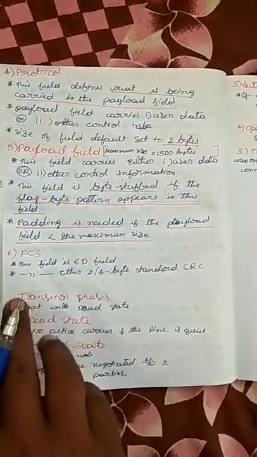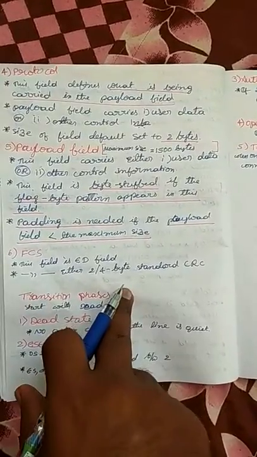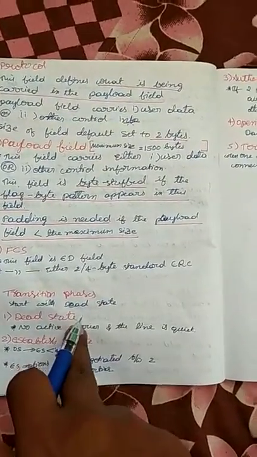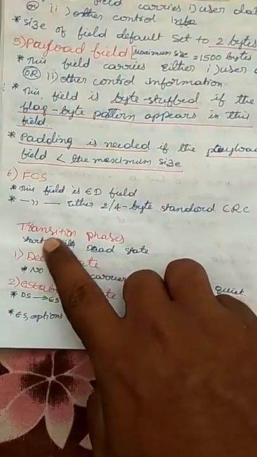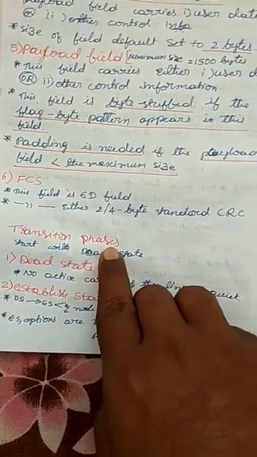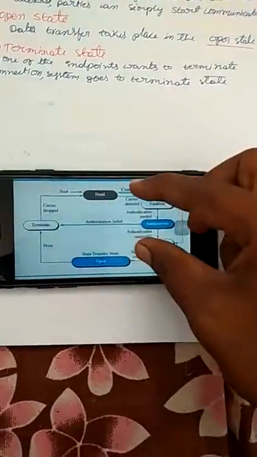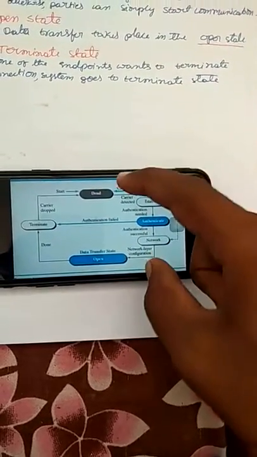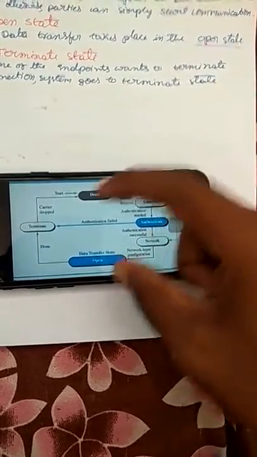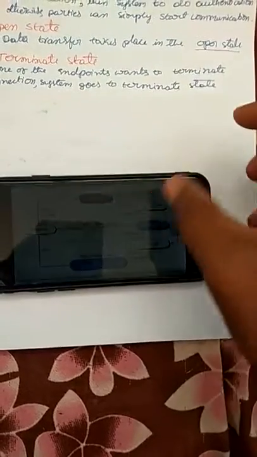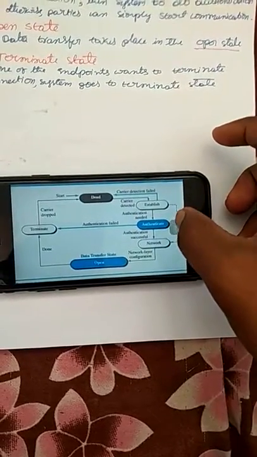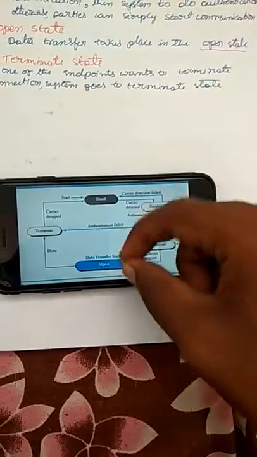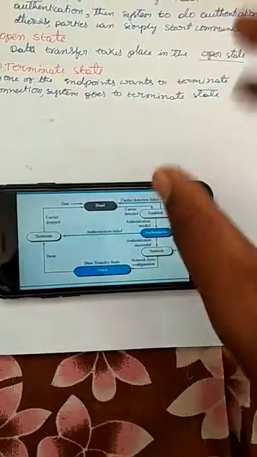Okay, next is transition phases. We will discuss it with a neat diagram. You can see that this is the diagram of transition. Here there are 6 phases. One is dead, another one is established, authenticated, network, open and terminate.